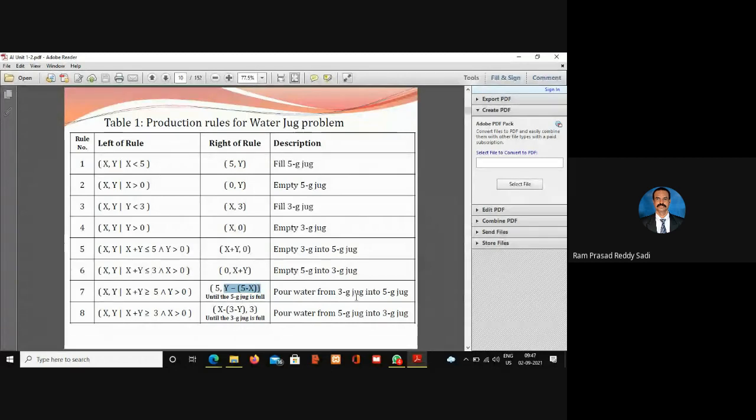In a similar sense, now you are trying to pour water from the first jug, that is the 5-gallon jug, into the 3-gallon jug. See, (x, y): x plus how much water can you pour into the second jug? Maximum 3. So that's the reason x plus y is greater than or equal to 3 and x is greater than 0.